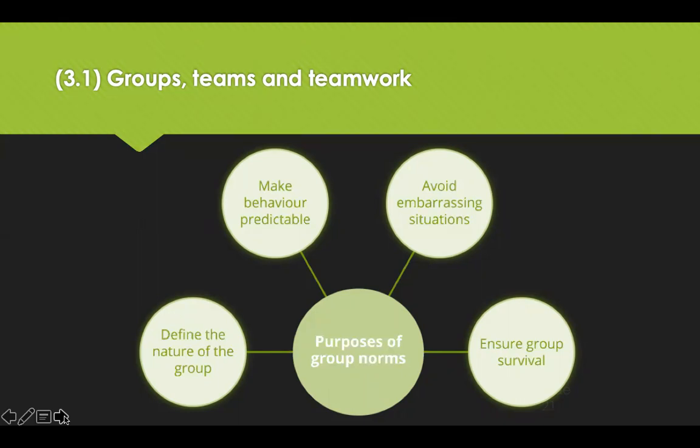Feldman identified 4 main purposes of group norms. Define the nature of the group by expressing the central value of the group. Group norms provide members with clarity about the nature of the group they are a part of. Make behaviour predictable. Group norms simplify the expectations in respect of behaviour of those members and therefore improve group functioning. Avoid embarrassing situations. By outlining rules of engagement, individual members can avoid embarrassing themselves by avoiding particular situations that could upset other members of the group.